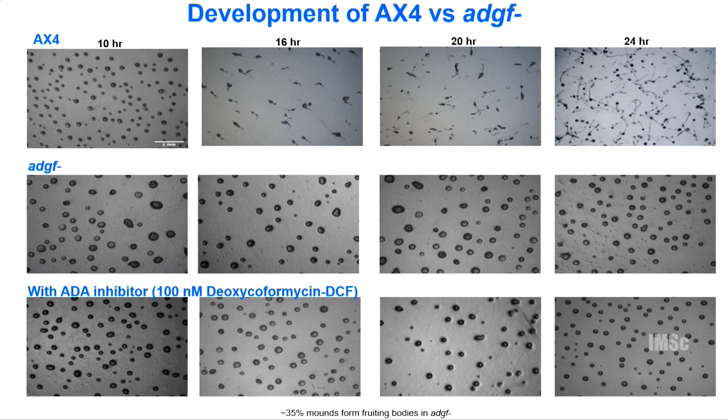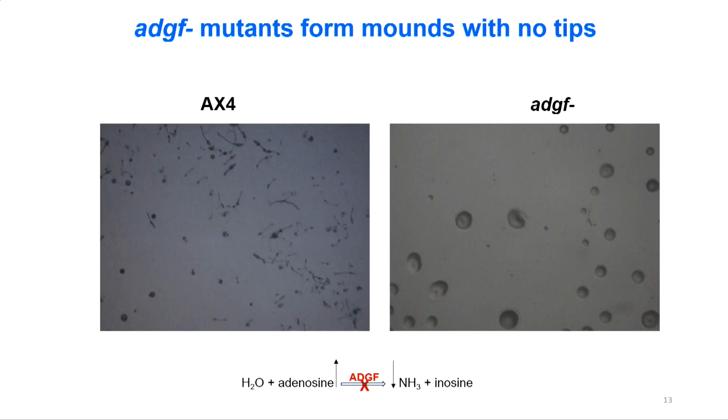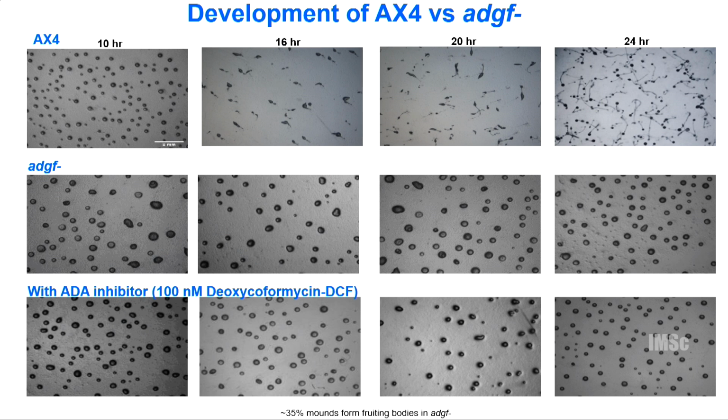You can mimic this phenotype by having an ADA inhibitor. This is the inhibitor which is very specific for the ADA enzyme. If you add this inhibitor, then you essentially mimic the same phenotype. So that is the first line of evidence to show that the gene that we are working on is indeed the correct one. Then the second line of evidence is this one.